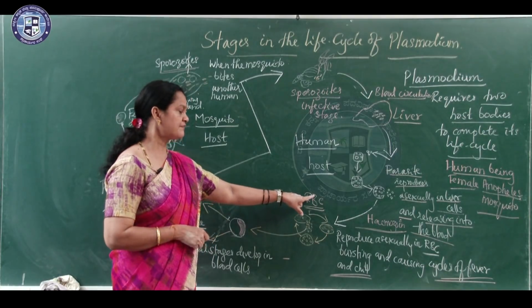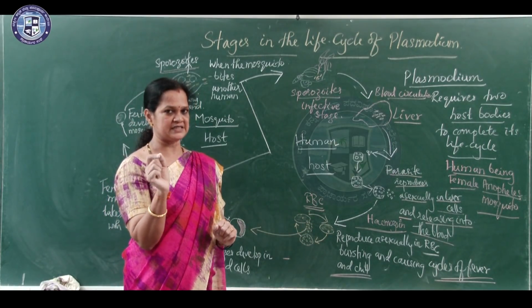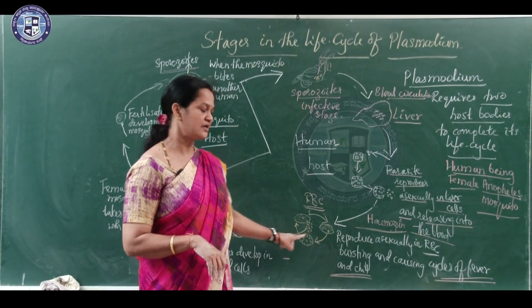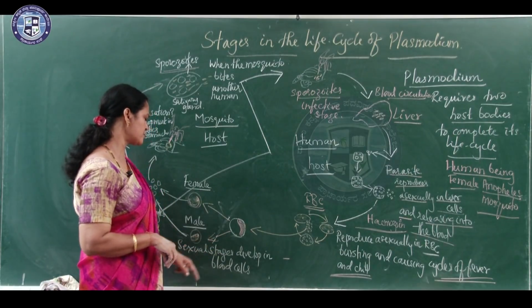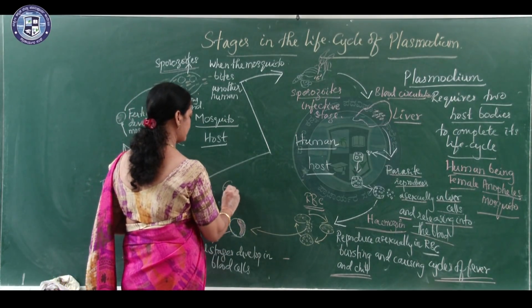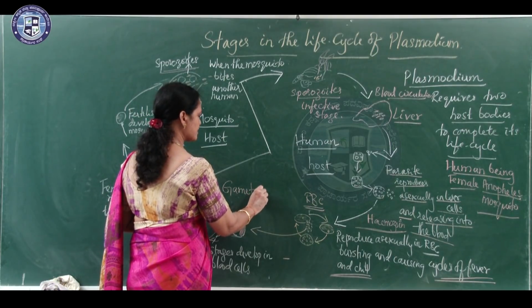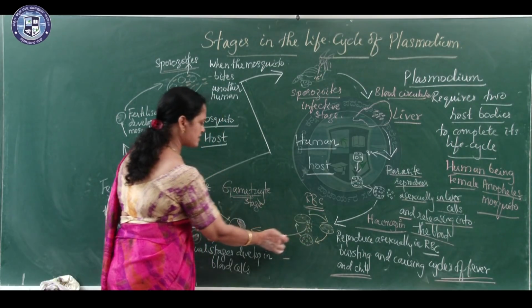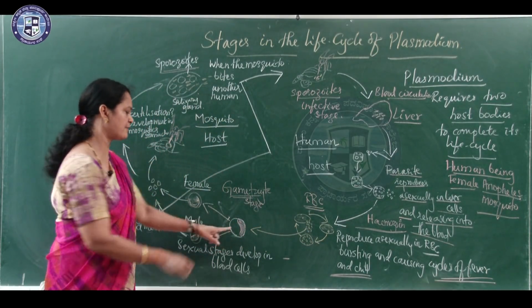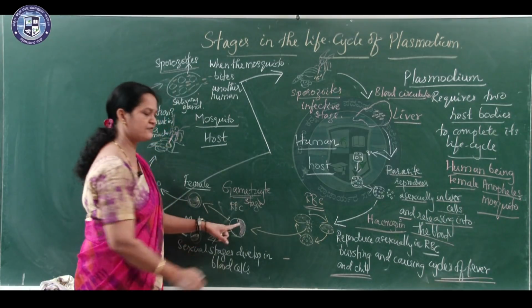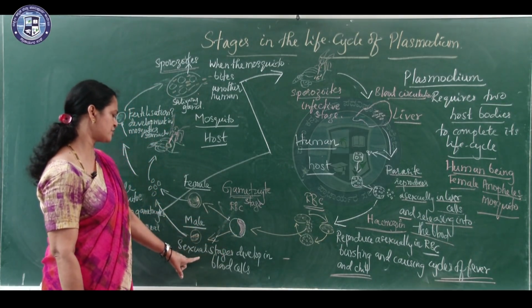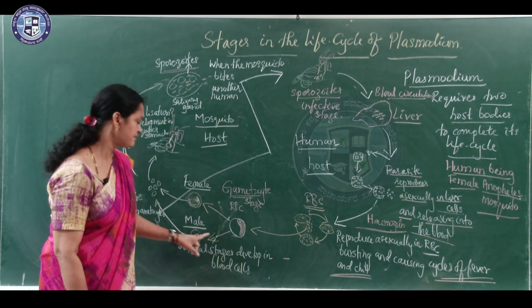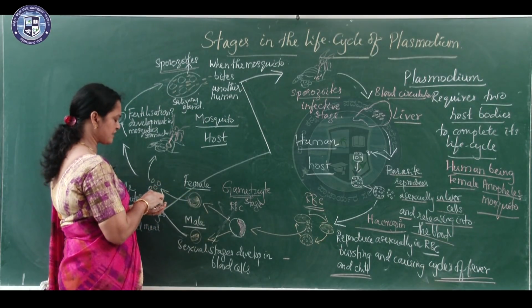Then the RBC bursts, the pathogen is released, and some of the pathogens enter the stage called the gametocyte stage. The sexual stages are the gametocyte stage. So, parasites enter into the RBC. You can find, and now this is a gametocyte stage. Sexual stages develop in blood cells.